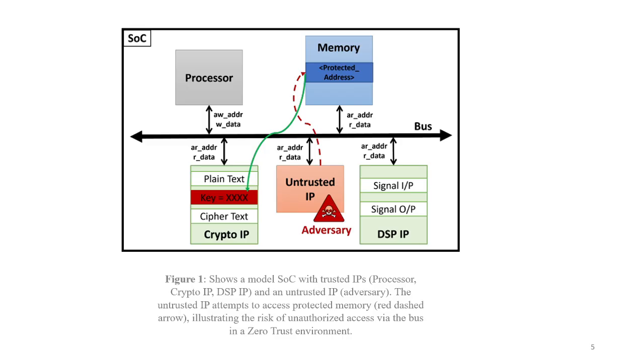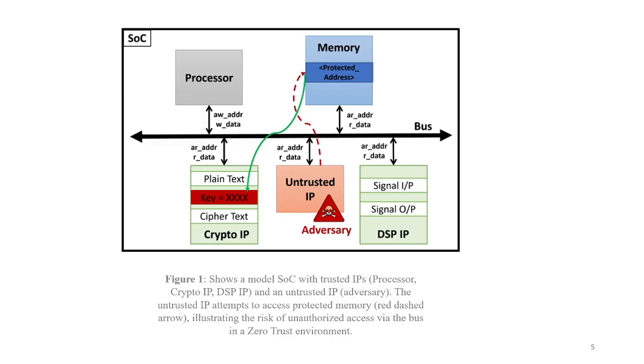So this key is highly sensitive and needs to be tightly protected. Now let us look at the untrusted IP in the center. This could be the third party component integrated into the SoC. According to the zero trust model, we must assume it could behave maliciously, and in this case it does.